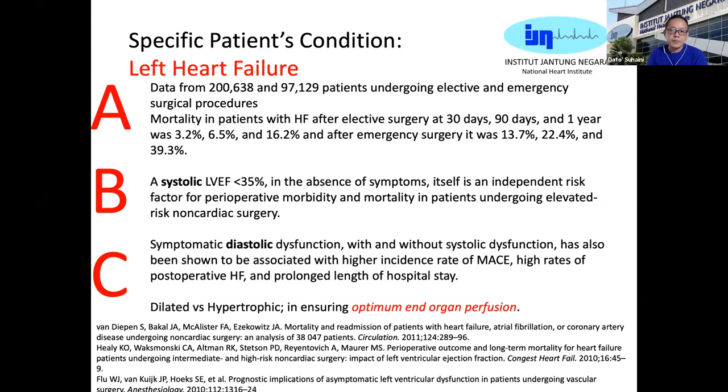The aim is to ensure that our anesthetic technique provides optimum end organ perfusion, because a failing heart without support will not be able to support the end organ perfusion, and we might end up with multiple end organ damage.